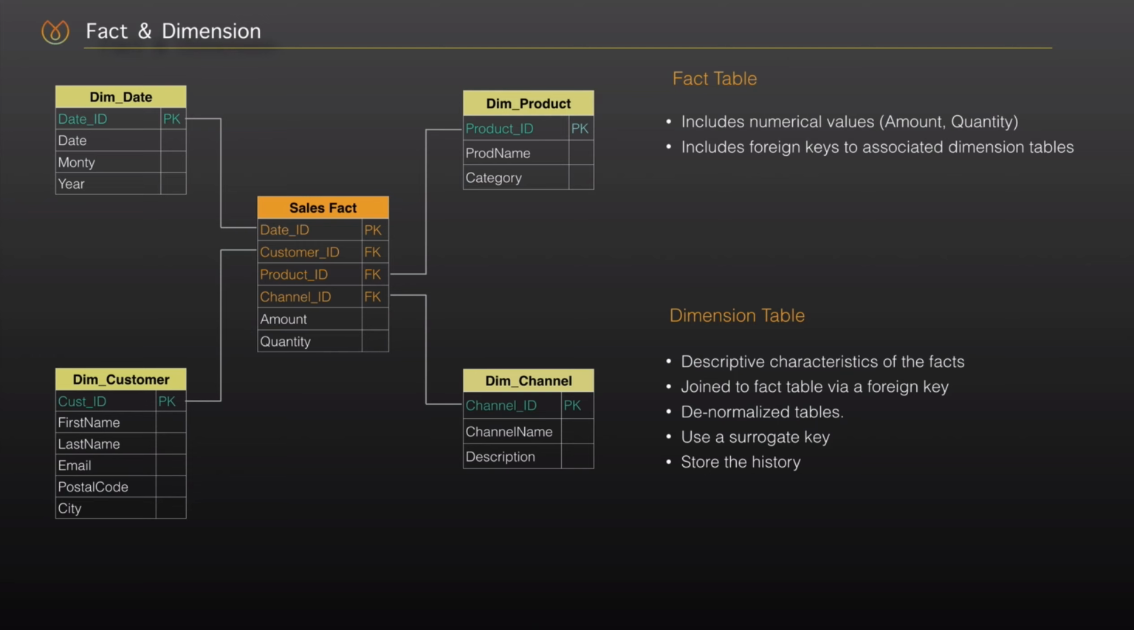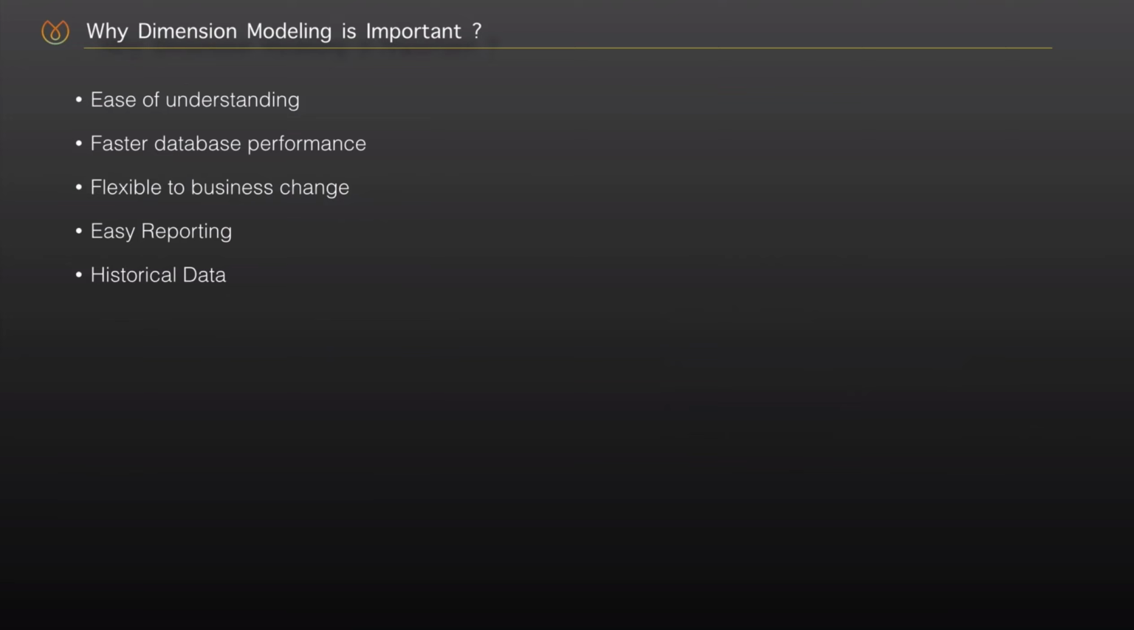And we need to ensure that dimension tables use surrogate keys, which we're going to talk about later. And finally, dimension tables store the history of the dimensional information. And why is dimensional modeling so important?